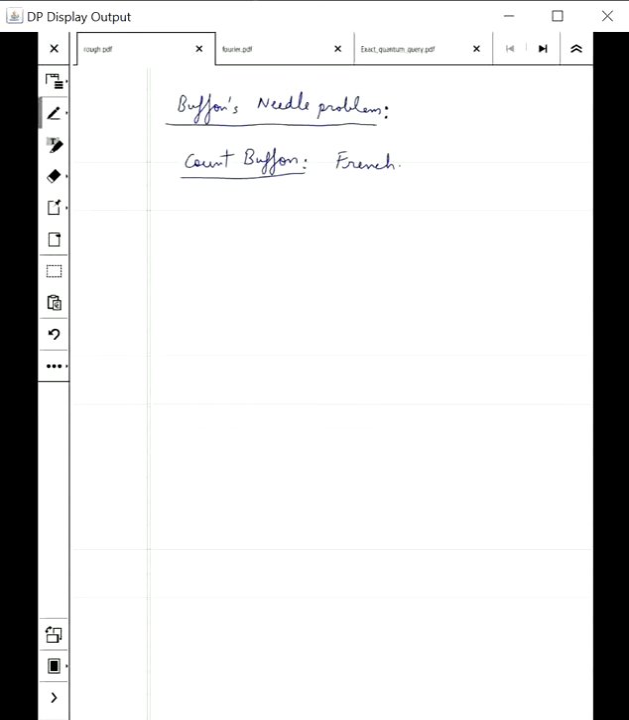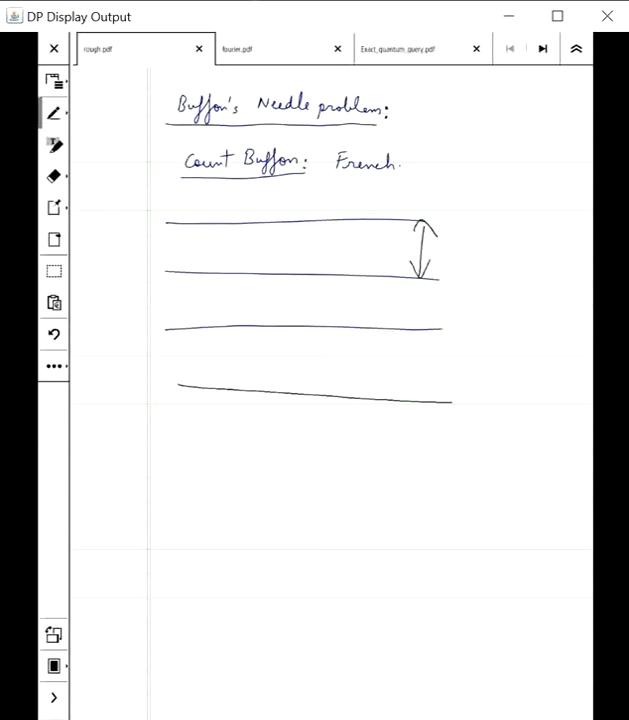Suppose you are given a plane, with parallel lines drawn at a distance of 1 unit, let's say 1 meter. For the sake of keeping things simple, let's assume that this is an infinite plane. So you have an infinite plane and parallel lines are drawn 1 meter away horizontally on this plane. This is the setting, and then you drop a needle of unit length.